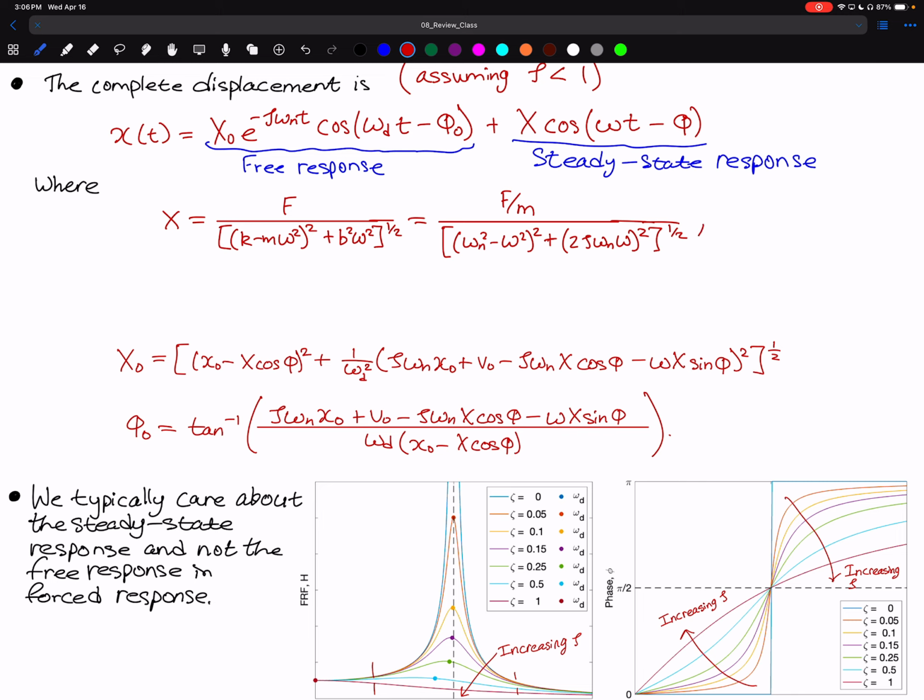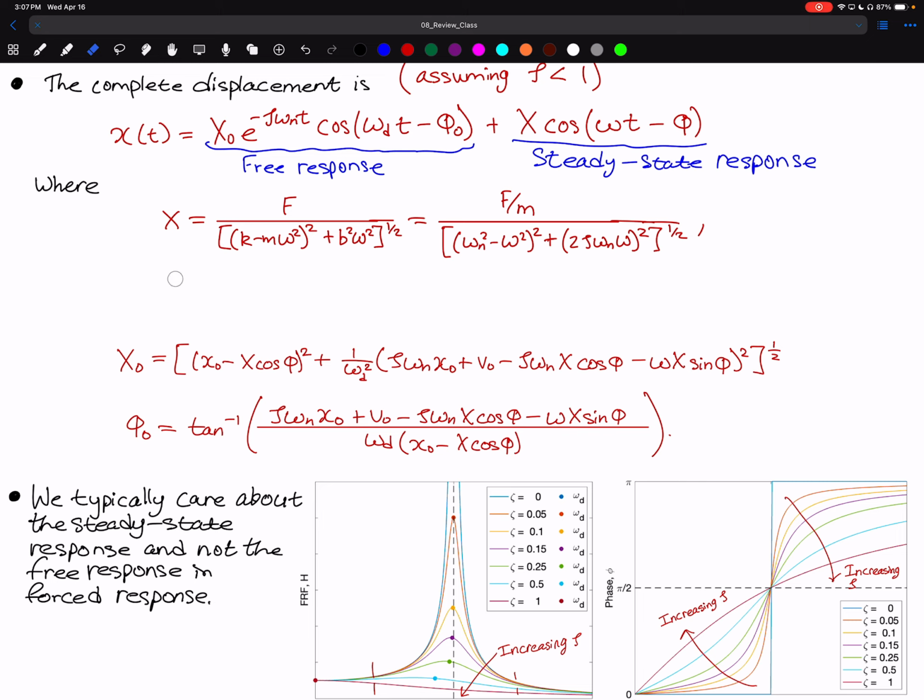We use this to look at resonance, where if zeta was equal to 0, we found that when omega was equal to omega n, suddenly the response amplitude blew up to infinity because we were dividing by 0. When we had damping and zeta was not 0, the response didn't blow up to infinity, but it still was very, very large, and as a result, the system would still break, is what we said.